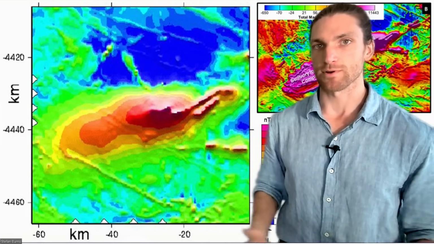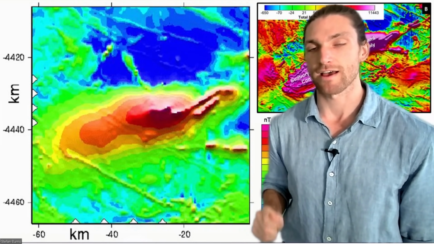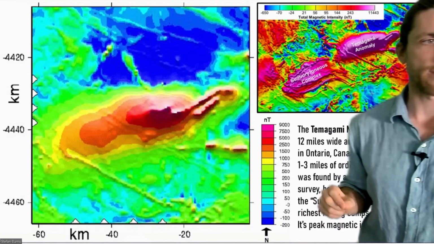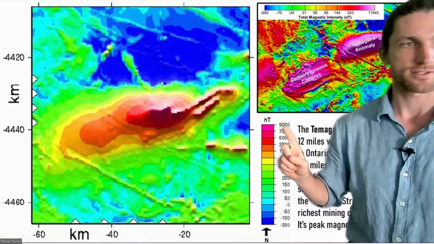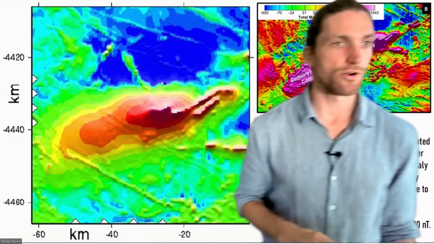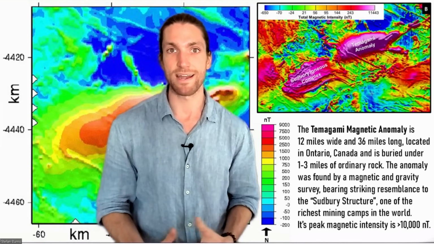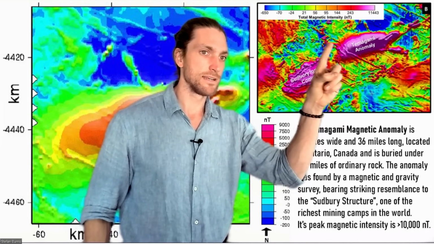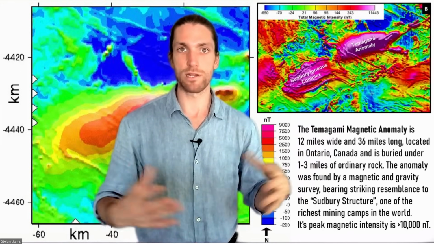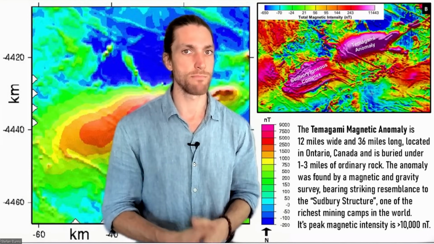We also have more typical magnetic anomalies found in North America, like the Temagami magnetic anomaly. This is found in Ontario, Canada, and we see here that it has very, very notable magnetic flux. The peak is over 9,000 plus nanotesla, and it is very, very large. So this is actually located right next to the Sudbury Igneous Complex, one of the largest mining camps in the world. And this Temagami anomaly is a pretty long period magnetic anomaly, which means that it's buried at least 1 to 3 miles down.